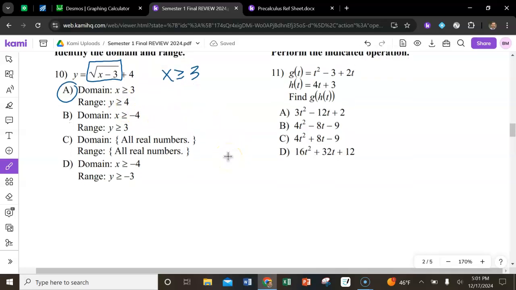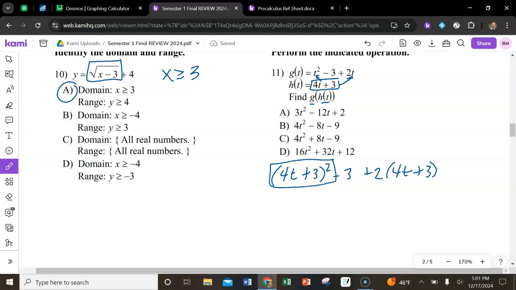Number 11, we want to work through the function composition here. We're plugging the function h into the function g. So this is going to go in for the t values. So we're going to have (4t plus 3) squared minus 3 plus 2 times (4t plus 3). Make sure with this part you write that twice and FOIL it. So that would be (4t plus 3) times (4t plus 3). And then we're going to FOIL that out.